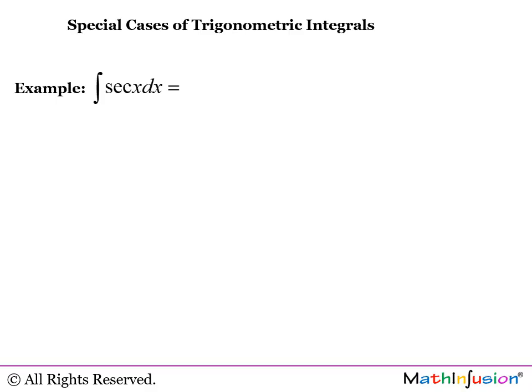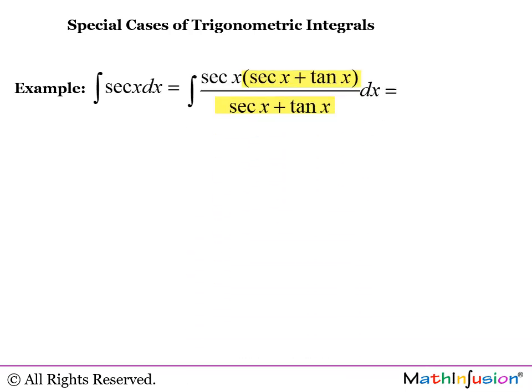Before we go directly into reduction formulas, we need to do some special cases of trigonometric integrals. I also promised to show you how to find the integral of secant x dx. It's really very tricky, but if you experiment a lot, you can guess that you have to multiply by something and divide by the same thing, and this thing happens to be secant x plus tangent x.